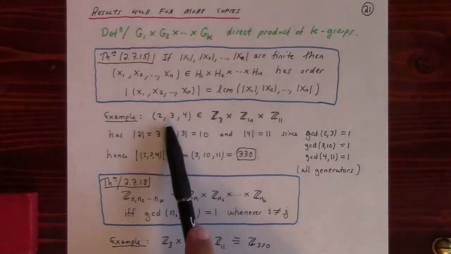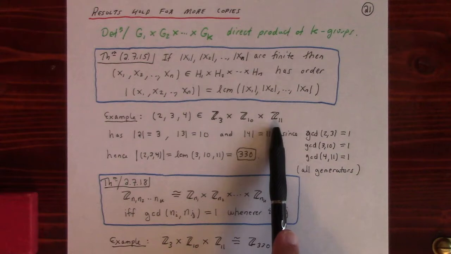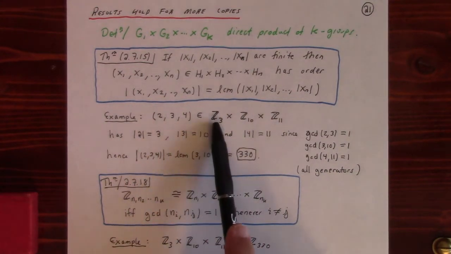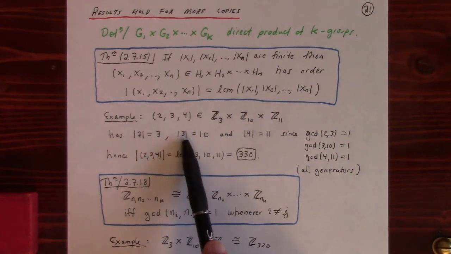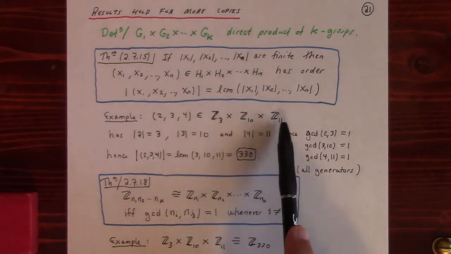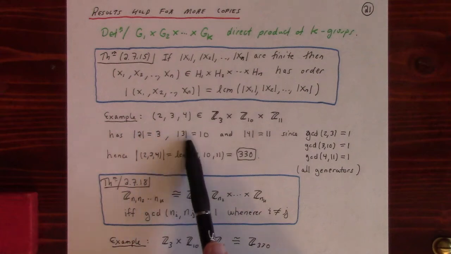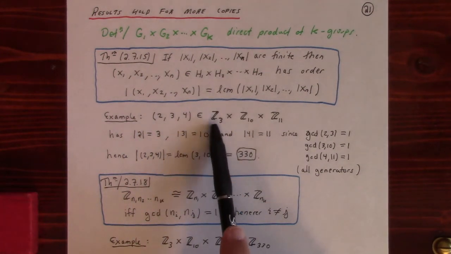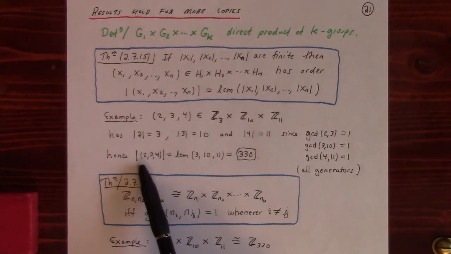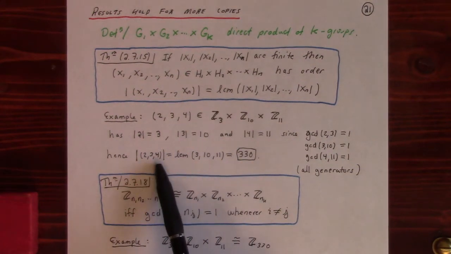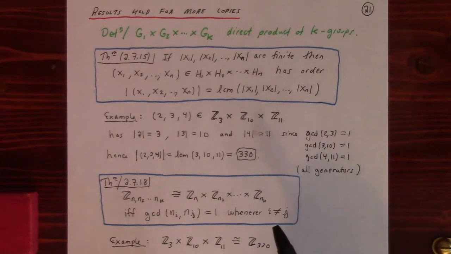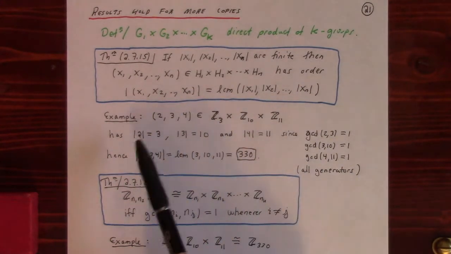And here's an example: (2, 3, 4) in Z3 cross Z10 cross Z11. Well, the order of 2 is 3, the order of 3 is 10, and the order of 4 is 11, because 2, 3, and 4 are relatively prime to 3, 10, and 11. Right? In fact, 2, 3, and 4 could all serve as generators of their respective groups. Anyway, the order then of (2, 3, 4) in this context is the least common multiple of 3, 10, and 11, which is 330. (2, 3, 4) is a tuple such that you will not get back to the identity, you will not get back to 0 until you add it to itself 330 times. That's pretty cool to figure out with this little calculation.